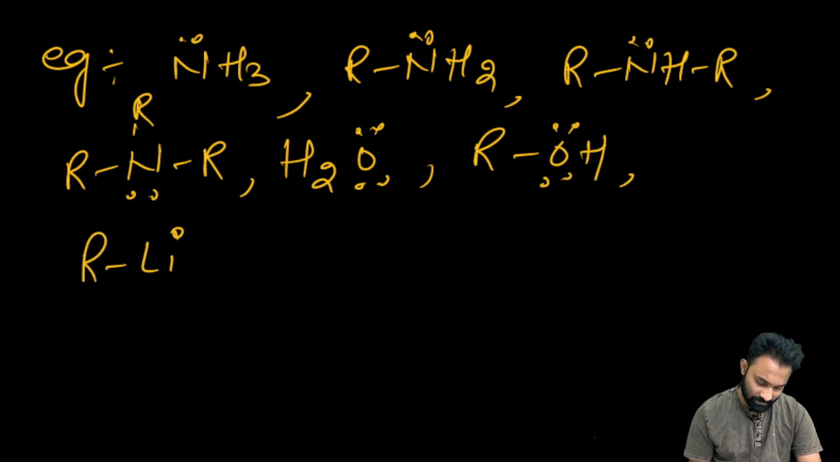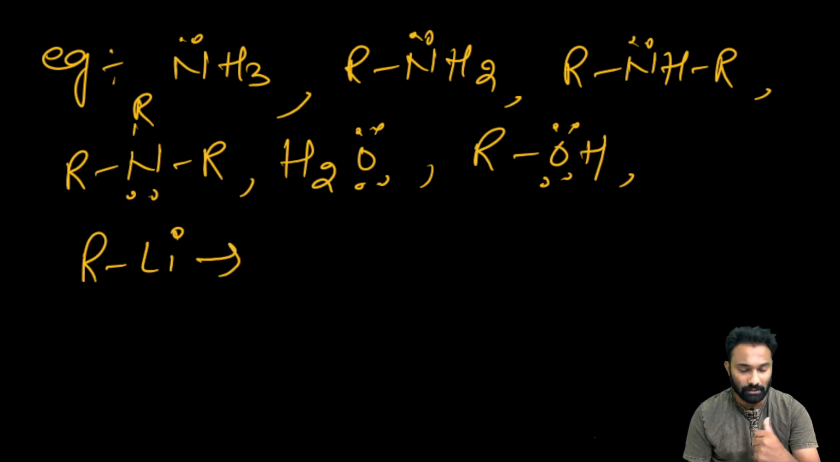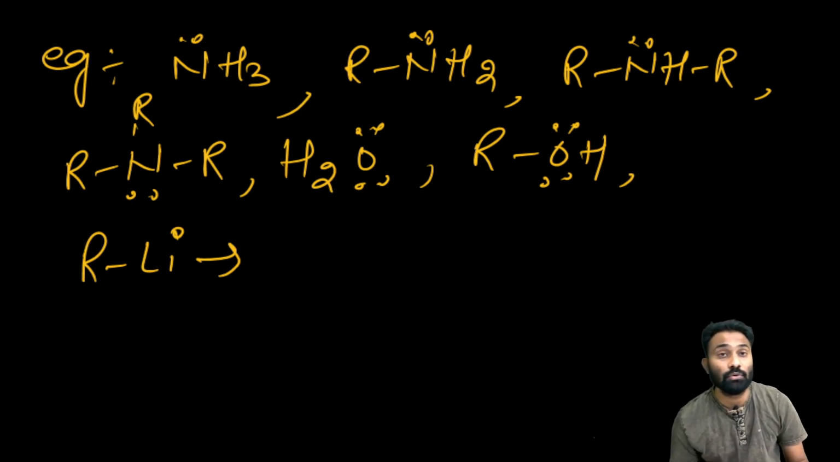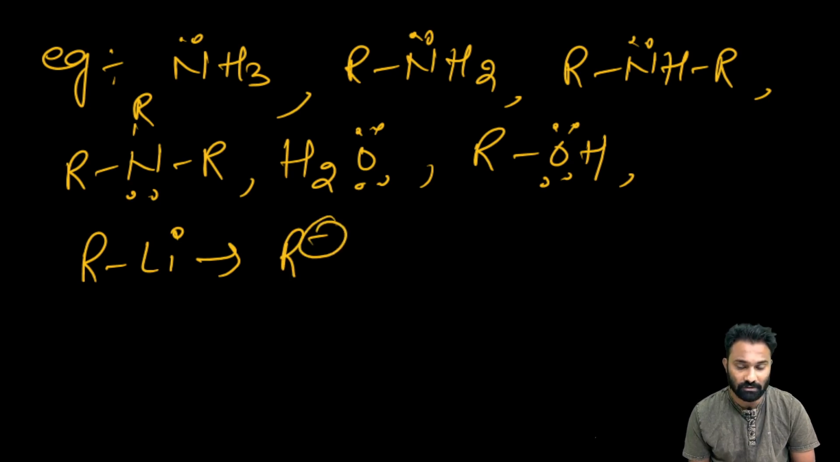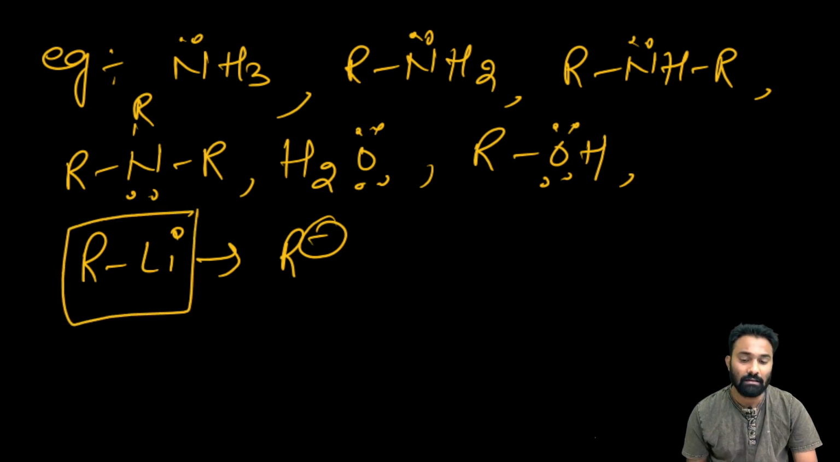Clear? RLi means this is a metal and this is R. Now metal always readily gives the electron, right? Metal has the tendency to lose the electron. When the metal readily loses the electron, that electron will be taken by the R. So R will get the negative charge. This will be donated to the electron deficient species. So this RLi will also act as a neutral nucleophile.